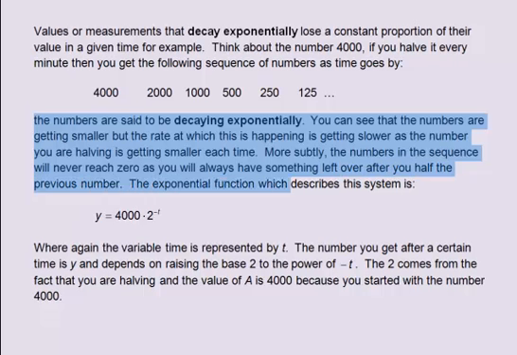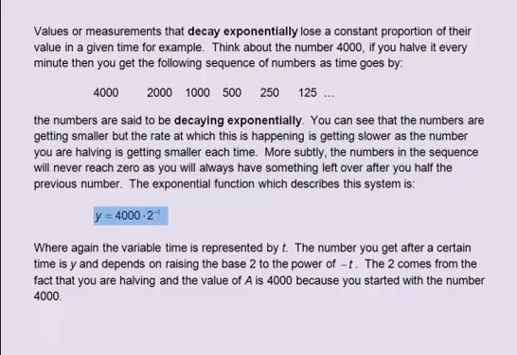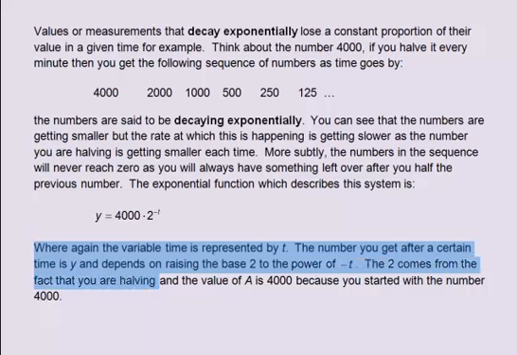The exponential function which describes this system is y equals 4000 multiplied by 2 to the power minus t, where again the variable time is represented by t. The number you get after a certain time is y, and depends on raising the base 2 to the power of minus t. The 2 comes from the fact that you are halving, and the value of a is 4000 because you started with the number 4000.